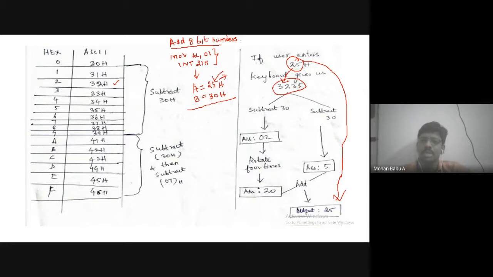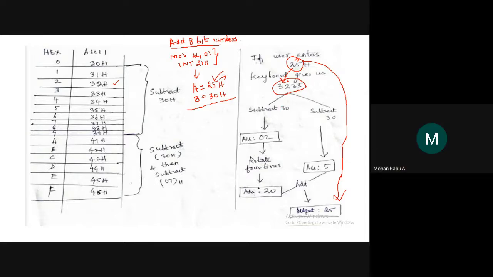But the program will not accept the ASCII equivalent. You must convert the ASCII number back to the original number. So to convert this number back to the original number 25, we will need to do some computations. First, take the higher byte, 32, and subtract 30 from this number. If you subtract 32 minus 30, you will get the answer as 2.